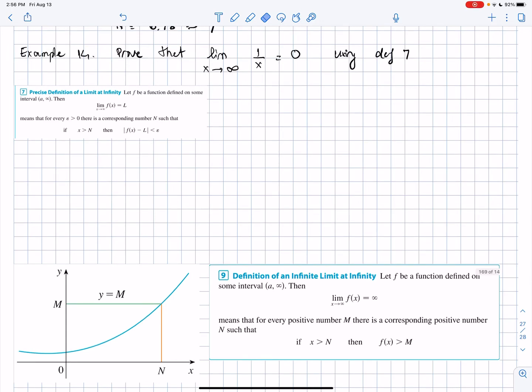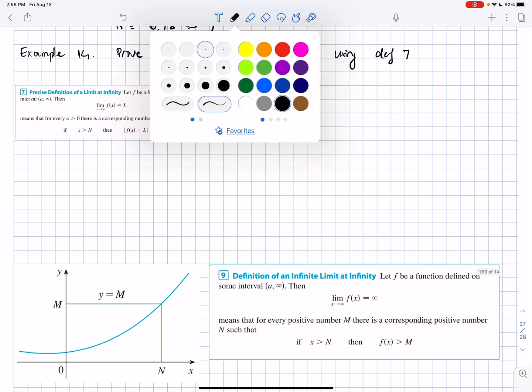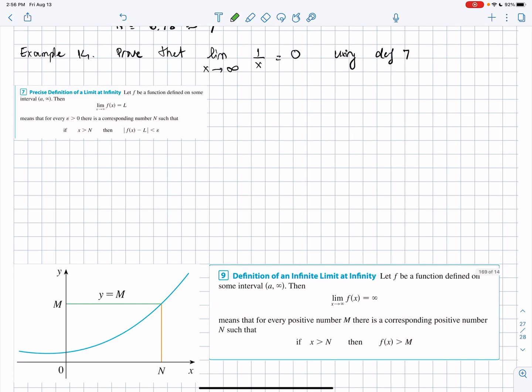Example 14, we want to prove the limit of 1 over x as x approaches infinity equals 0 using definition number 7. If we apply definition number 7, we can see that this is the L and this is the function f of x.